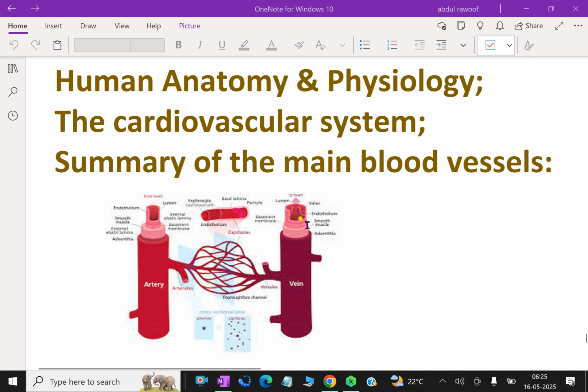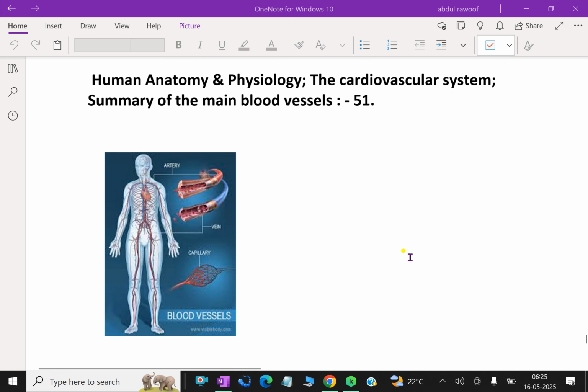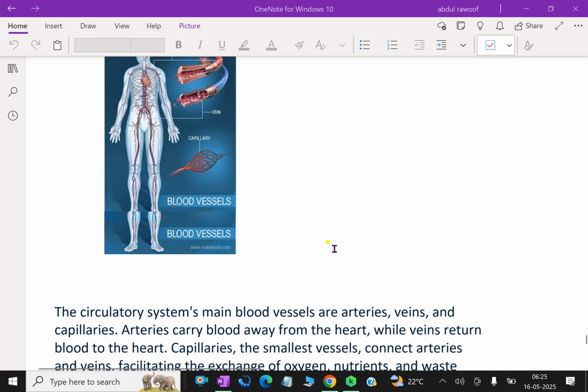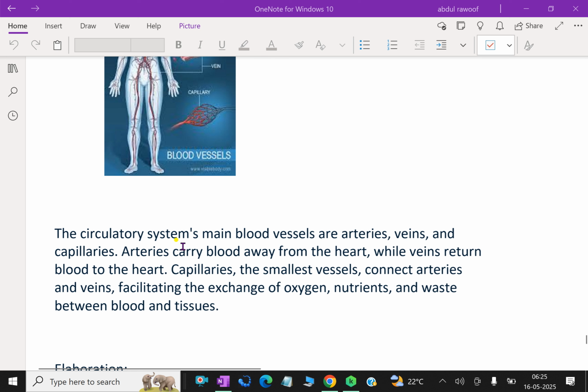Now we'll discuss some detail about the summary of the main blood vessels. The circulatory system's main blood vessels are arteries, veins, and capillaries. Arteries carry blood away from the heart, while veins return blood to the heart. Capillaries, the smallest vessels, connect arteries and veins, facilitating the exchange of oxygen, nutrients, and waste between blood and tissues.